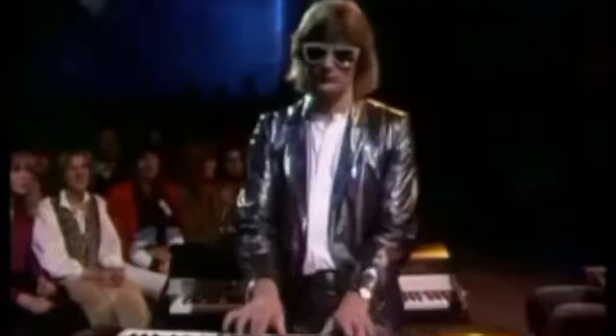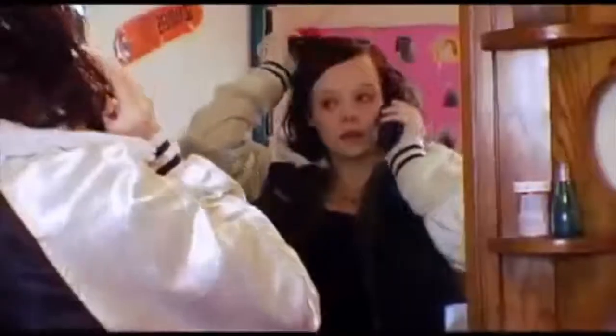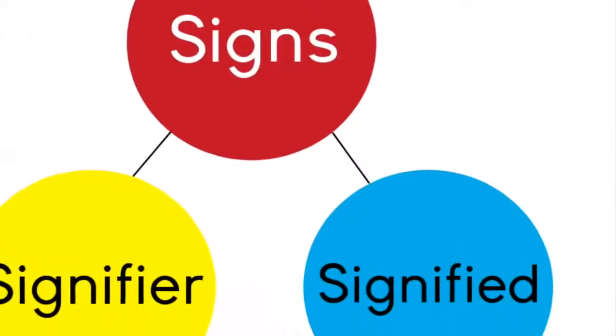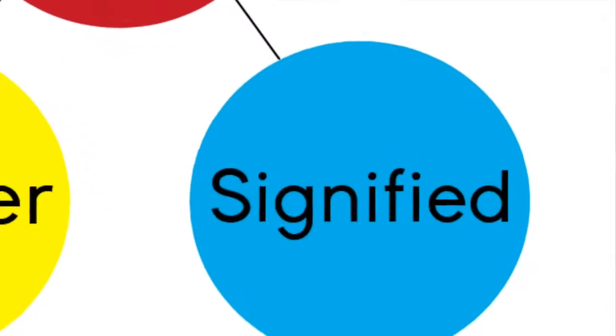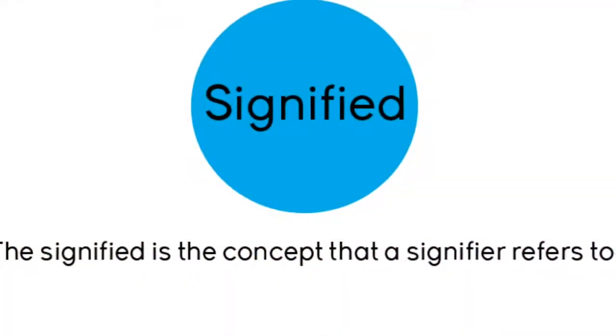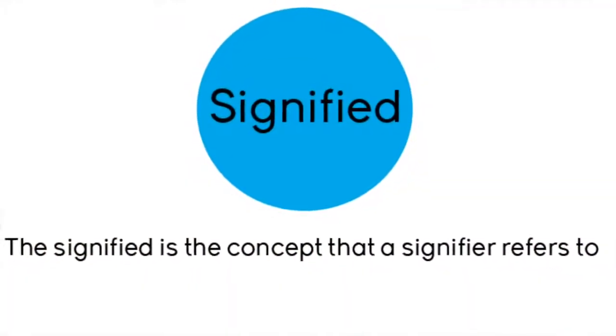To an older generation, MTV might mean music videos running all day, but to another generation, it may mean reality and competition shows. These different meanings of a sign bring us to the signified. The signified is the concept that a signifier refers to.